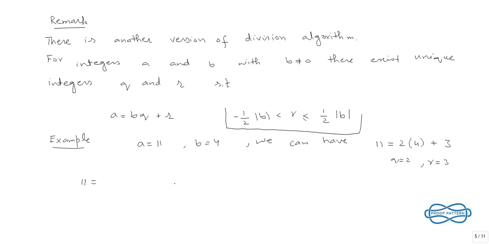so we can have another representation. We can see that in this form r and q are unique, but if we want to take r from this interval, then we will get another unique r. So this 11 can be written as 3 times 4 minus 1. Here q is equal to 3 and r is equal to minus 1, and clearly r is in this interval, and that is what we want to show.